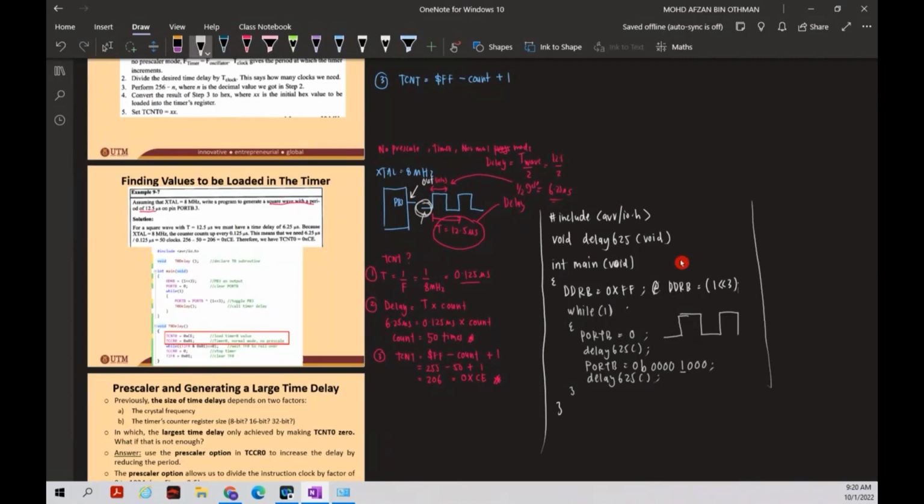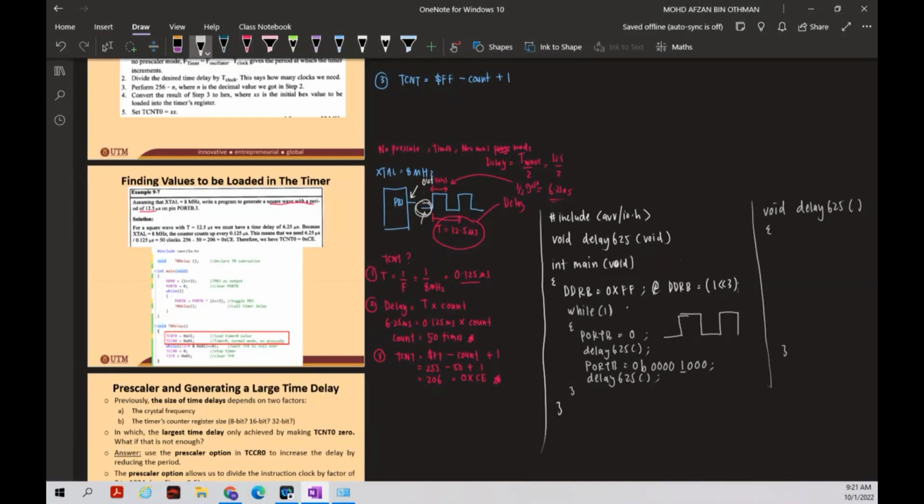Okay, no question. Okay, for the delay programming, what you're going to do here is, void delay 6.25. Okay, you put back the name of the delay that you already initialized before. Alright, and then write its coding. So this is the coding inside here.